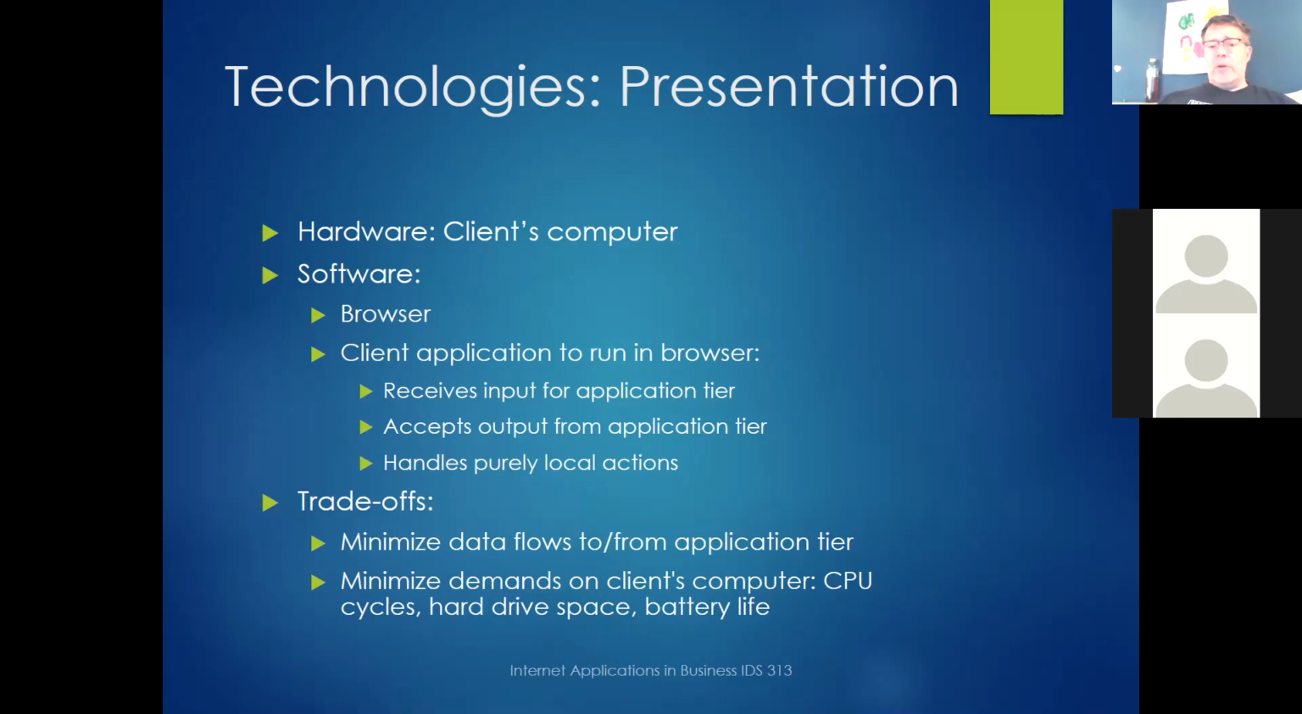The other thing, though, you also want to minimize the demands on the client's computer, right? Things like CPU cycles, hard drive space, battery life, that sort of thing. You don't want to put too much stress on the client because they're going to be unhappy with that. Number one, if the application is pretty intense, it's going to make it difficult to do other things. Number two, if people repeatedly see that using some applications sucks their battery down fast, they might quit using that. I know Apple lately has had a bit of a problem with the battery life issue. Okay, so those are the trade-offs with the presentation tier.